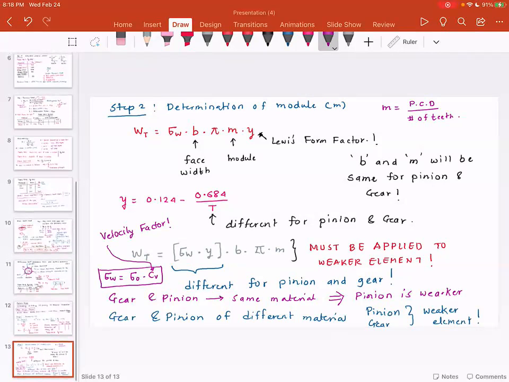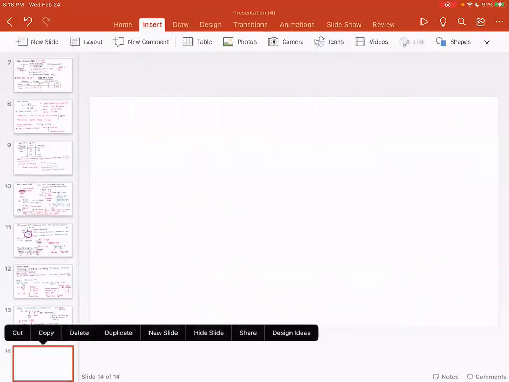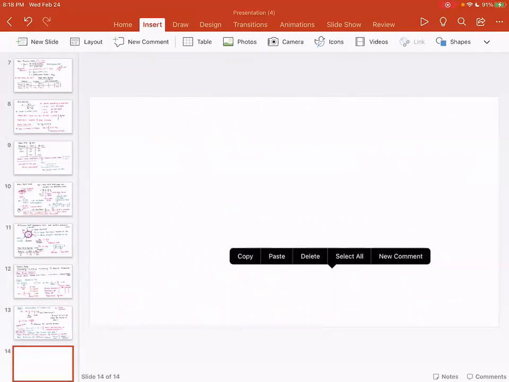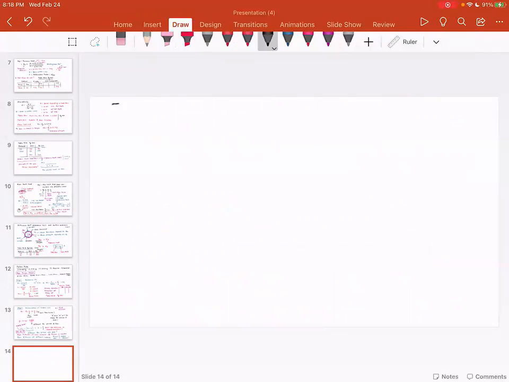Just for discussion purposes, the product of sigma W multiplied by Y is called the strength factor of the gear. The reason it is called a strength factor is because it gives you an indication of beam strength.